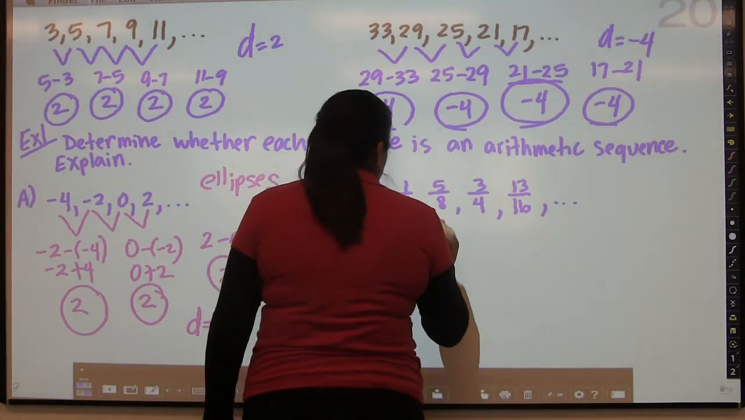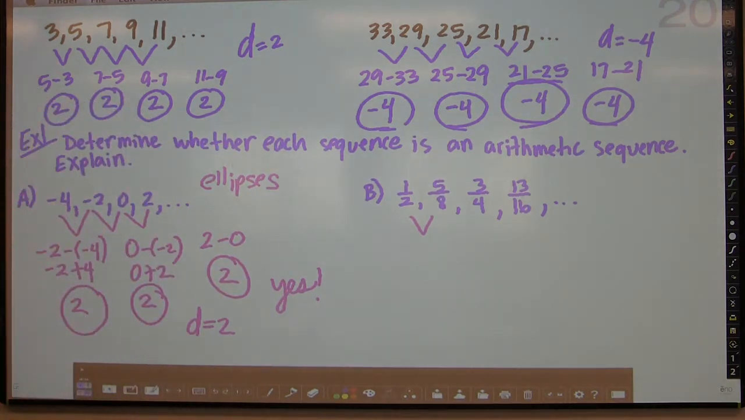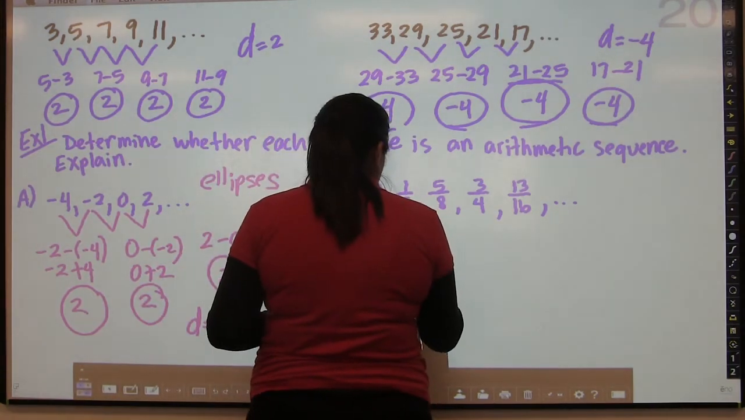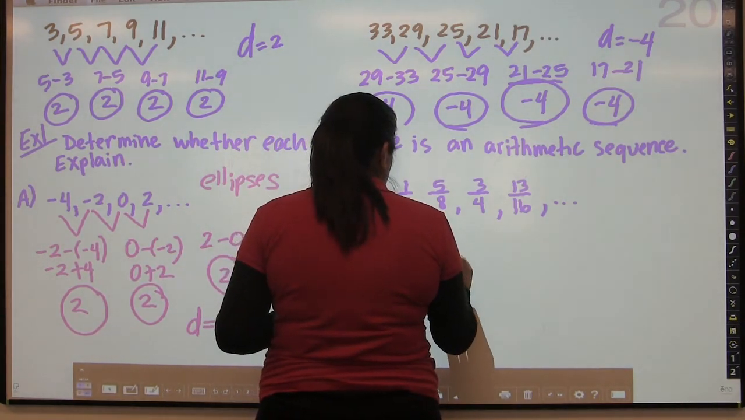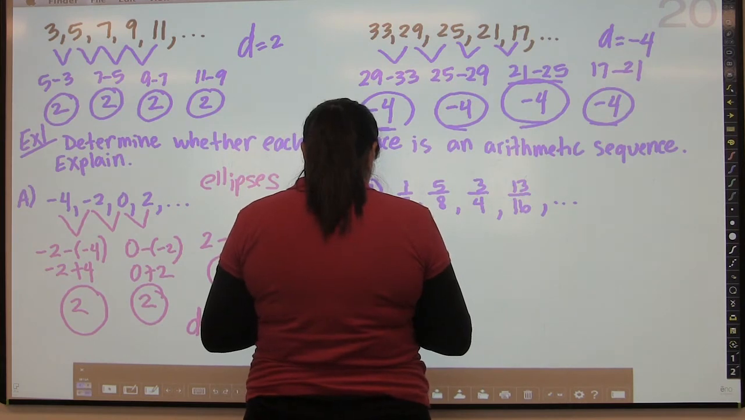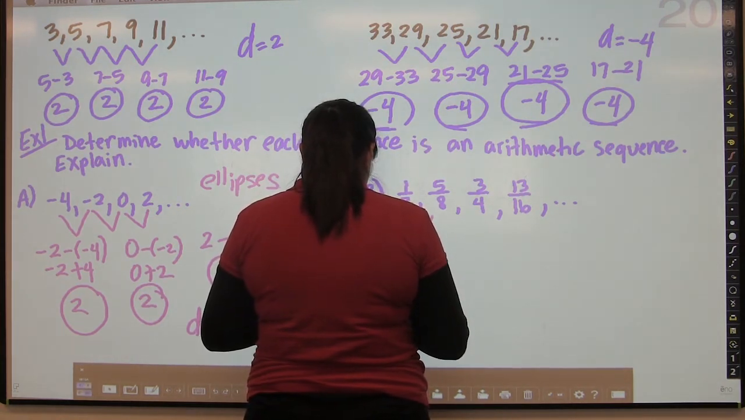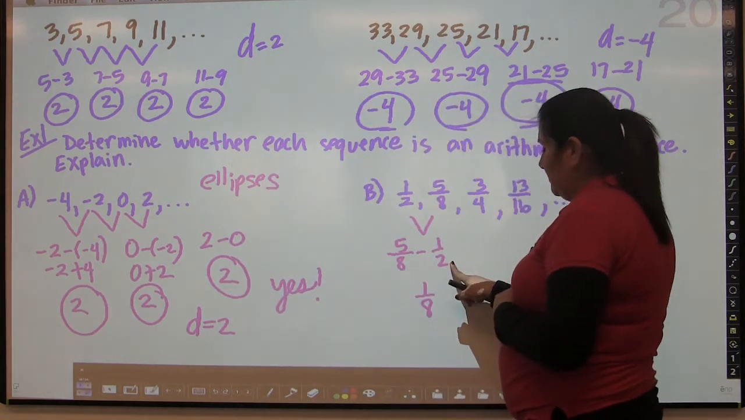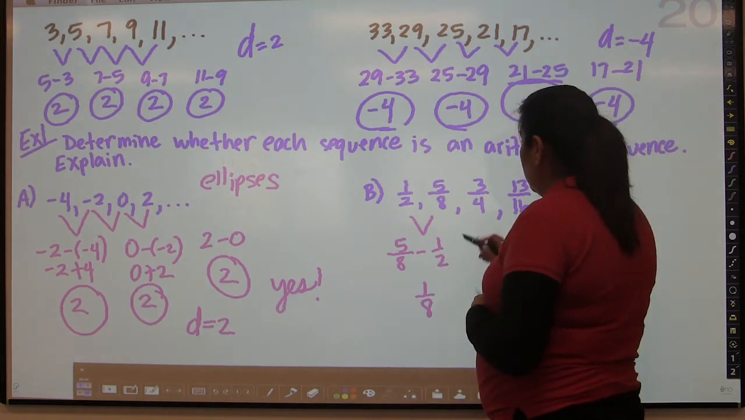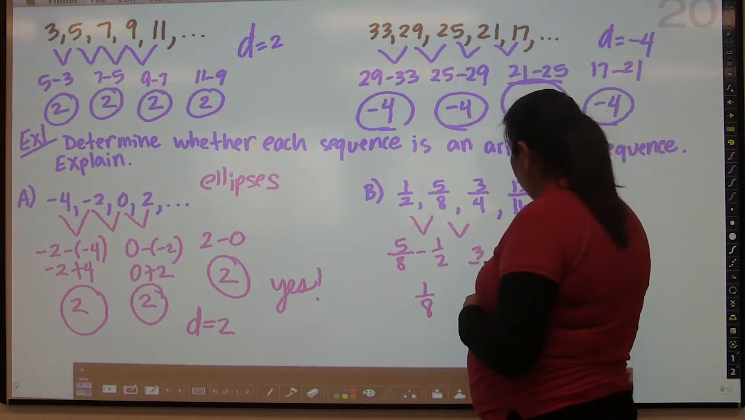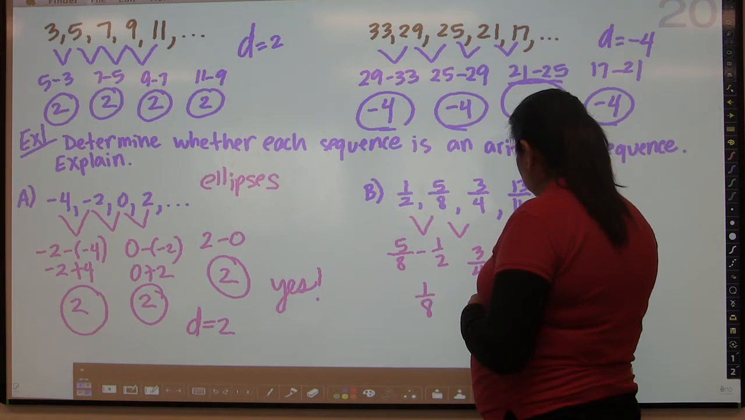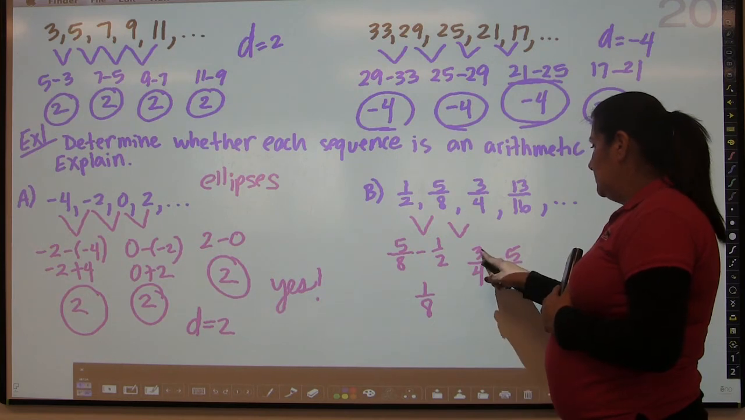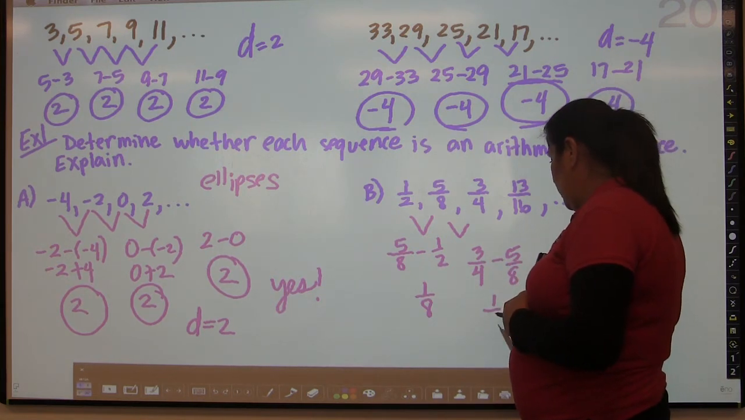So now we're going to go over here and do the same exact thing, and we're going to say 5/8 minus 1/2, and 5/8 minus 1/2 is 1/8. Okay, so the 1/2 would be the same thing as 4/8, and 5 minus 4 would be 1. So then we're going to come over here and say 3/4 minus 5/8, and again to get a common denominator, we have to times this by 2, so this is going to be 6/8, and 6 minus 5 is 1, so it'll be 1/8 again.